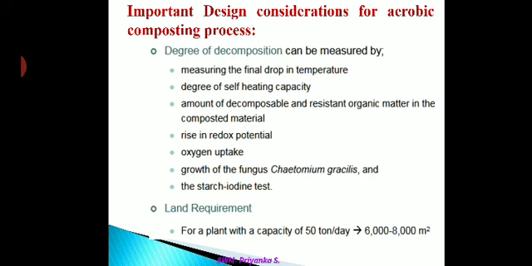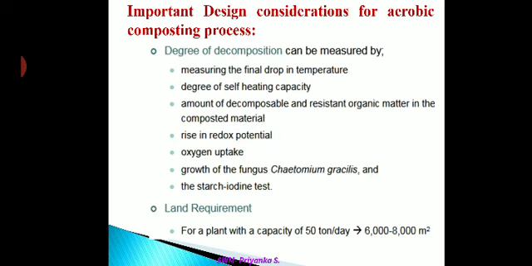You can estimate the degree of decomposition by measuring the final drop in temperature, or the degree of self-heating capacity, or the amount of decomposable and resistant organic matter in the composted material, then rise in redox potential, oxygen uptake, growth of fungus, and the starch iodine test. A low COD value and a high lignin content, that is more than 30%, is indicative of stable compost.